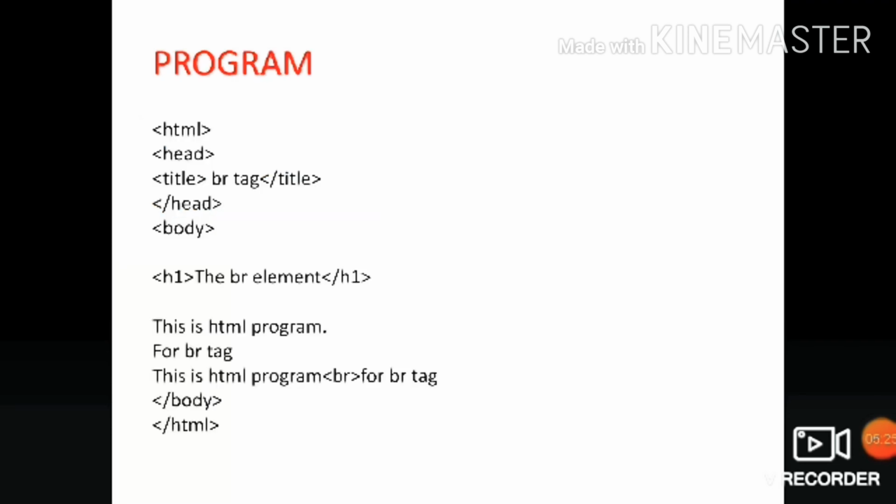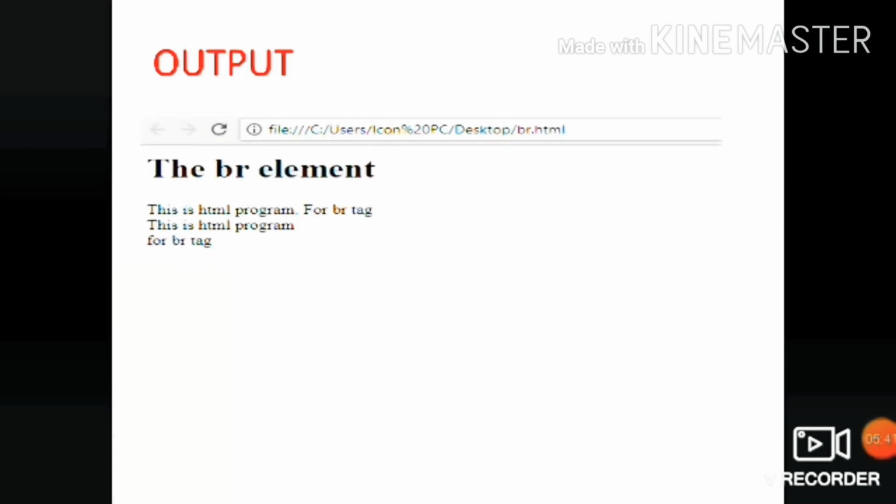Observe that program again. This is a HTML program for br tag. This is the second sentence. After adding the br tag before the second sentence, our sentences appear separately. Do you understand the use of the br tag?